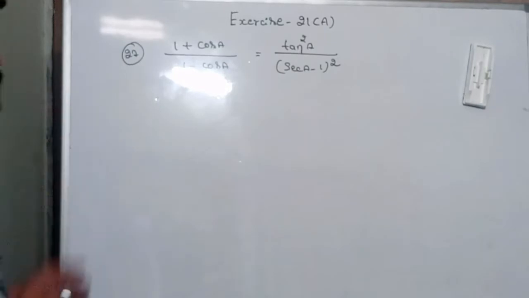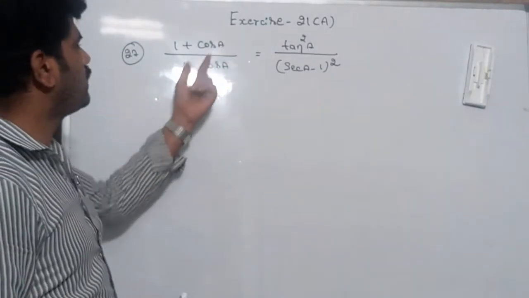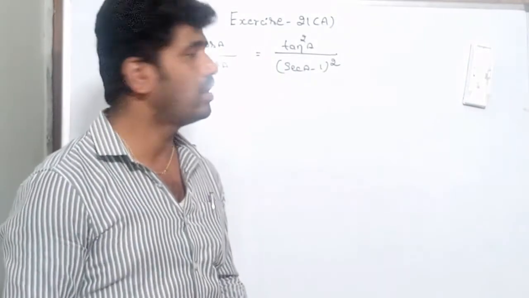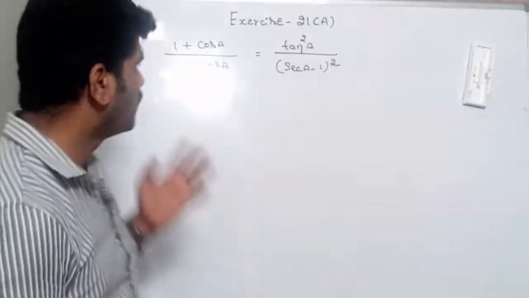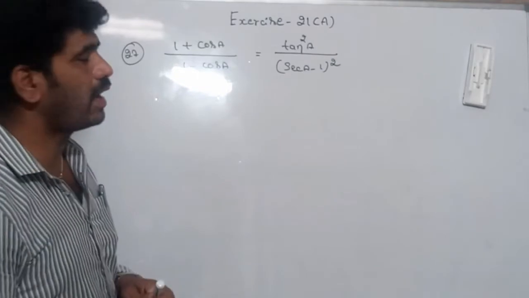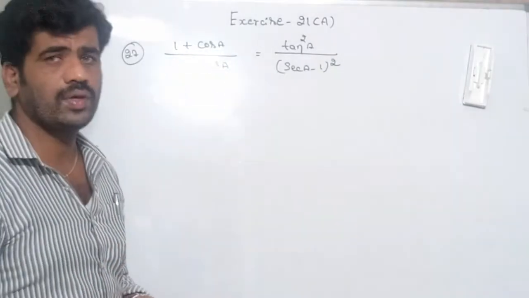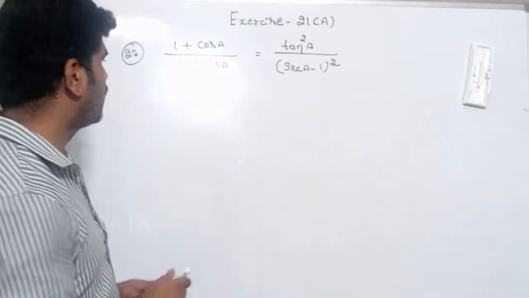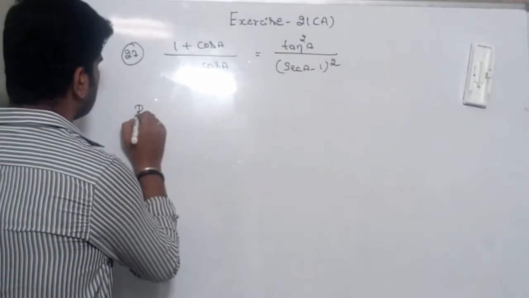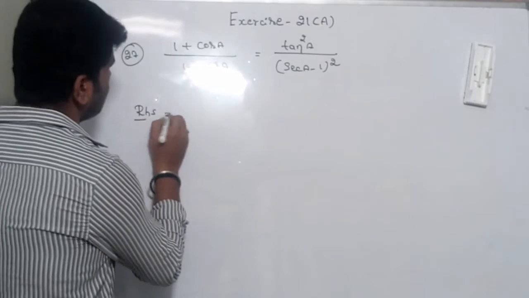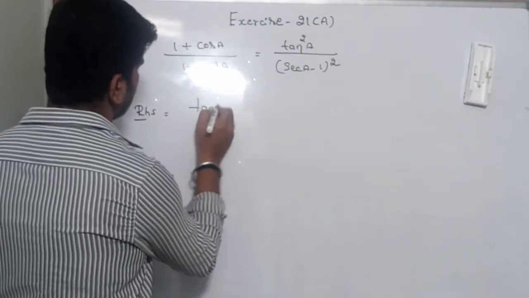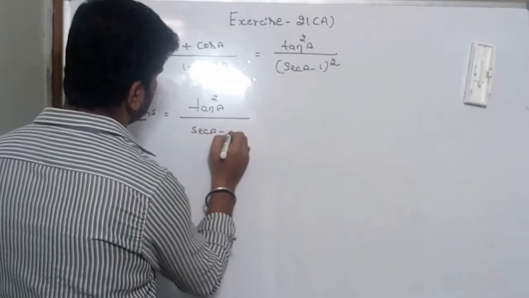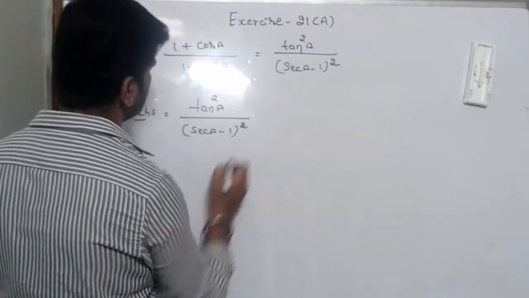So then our next problem is the 27th one. 1 plus cos A divided by 1 minus cos A is equal to tan square A divided by secant A minus 1, the whole square. Okay. So in this problem, in the previous problems I took LHS and then proved RHS, but in this problem I take RHS and then I'll prove LHS. So here RHS is equal to tan square A divided by secant A minus 1, the whole square.